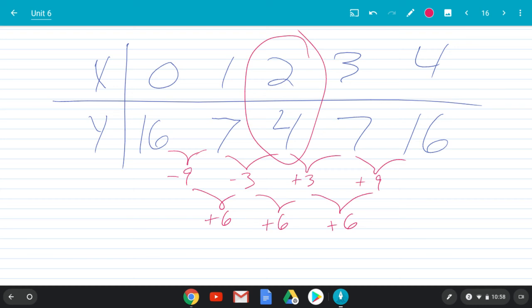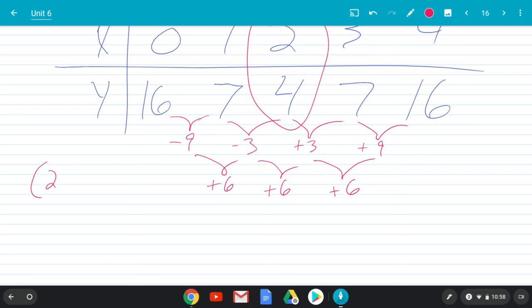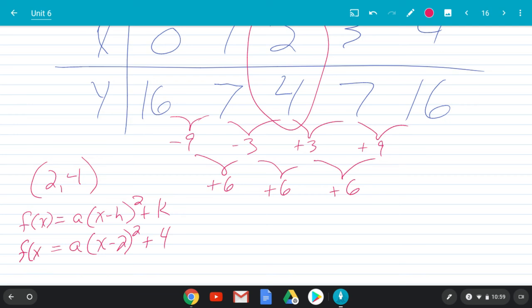Okay, so back to the problem. We know we have a quadratic. We know where our vertex is. Now what do we use? Vertex form. Let's plug in the vertex that we know. We know the vertex is 2, 4. So let's plug that into the vertex form. f of x equals a times x minus h quantity squared plus k. So that would be, I don't know a yet, x minus 2 squared plus 4. Everybody okay with that? I just plug the vertex that I know in.